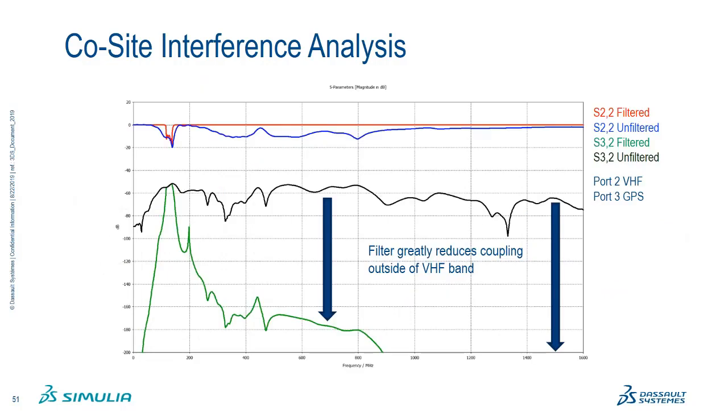So results for the 3-port system are shown here with the filtering applied to the VHF radio output. You'll see that the VHF passband is more sharply defined. The unfiltered response is in blue, the filtered in red, and this is behaving as expected. The coupling from VHF to GPS is significantly reduced outside of the VHF band, as desired. This is shown with the black curve, which is unfiltered, and the green, which is the filtered response.